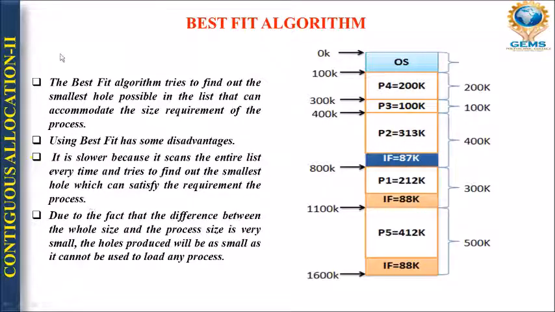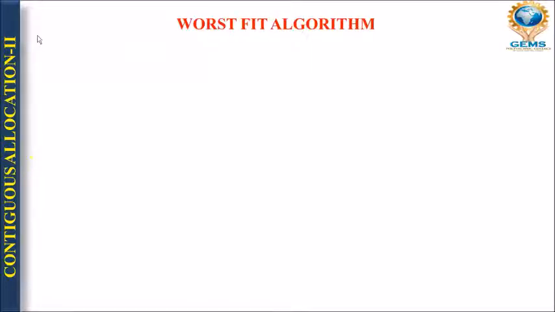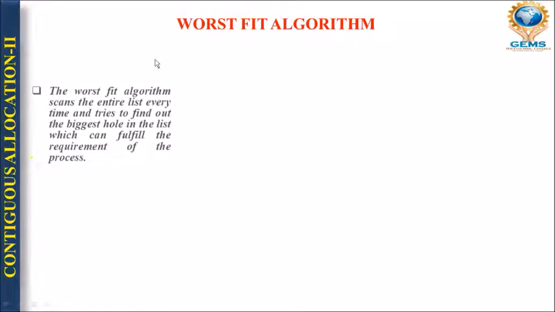So this is the diagram where we are watching that the OS is finding the smallest hole, and according to the smallest hole the newly process will be allocated to it. So next talk about worst fit algorithm.